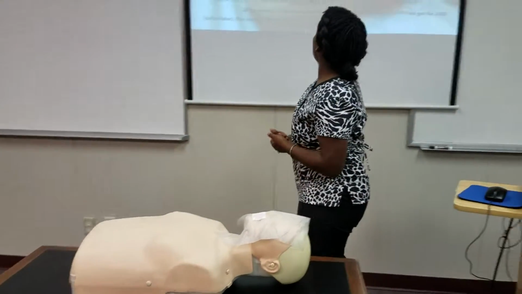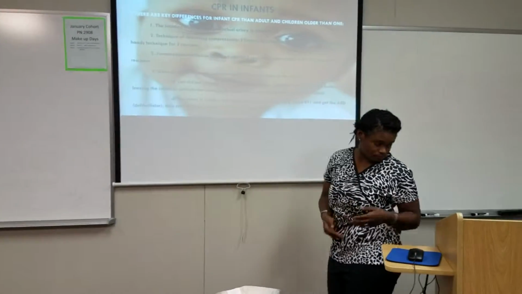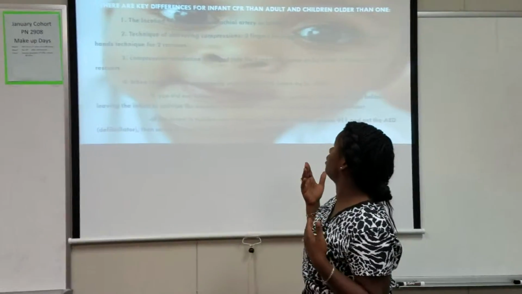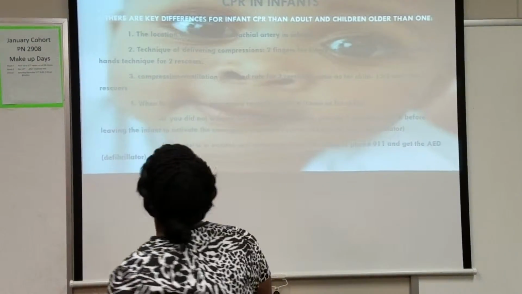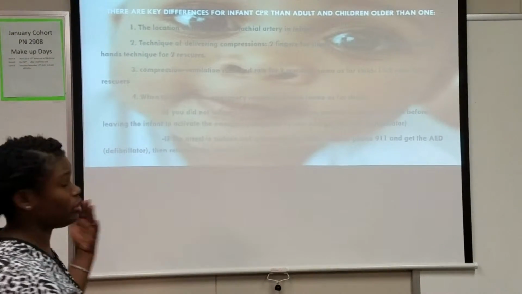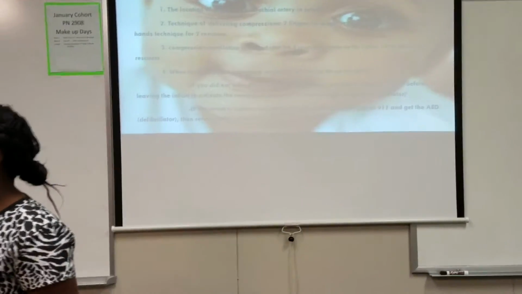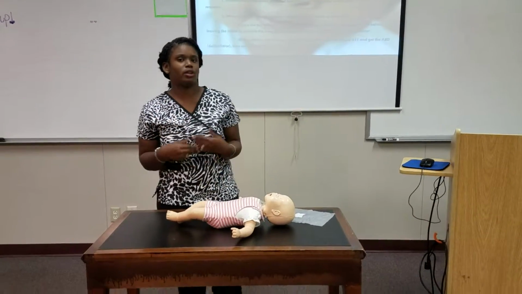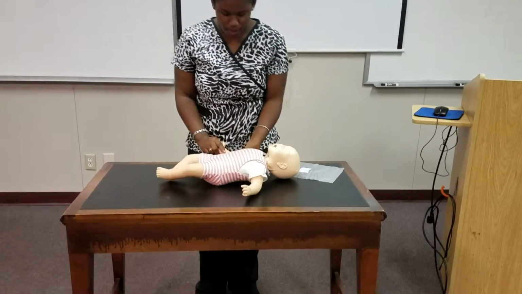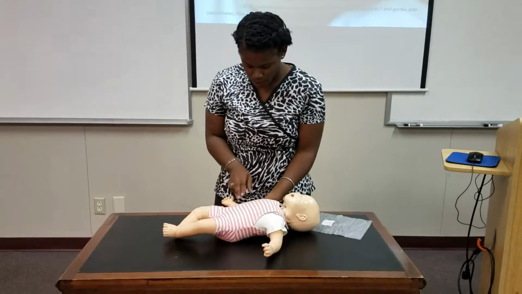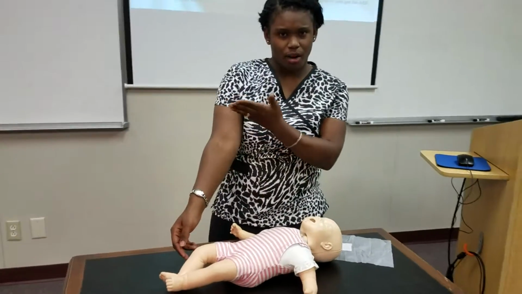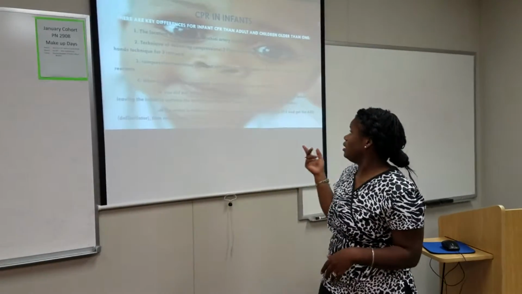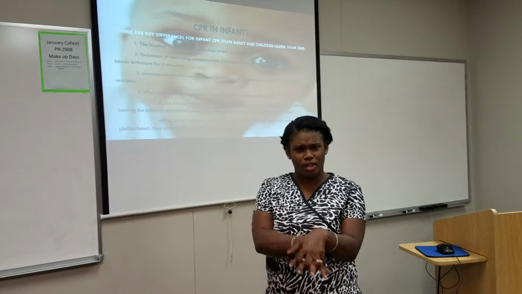Okay? Next, we have CPR in infants. First thing first, there are key differences for infant CPR than there are for children older than 1. Number 1 is the location of where you check the pulse. On an infant, instead of using the carotid artery, we're going to use the brachial artery. We're going to turn their arm over, and we're going to check between the forearm and the bend of the elbow.